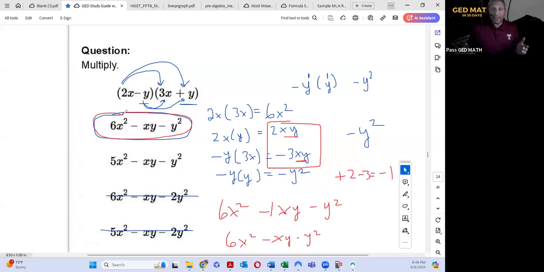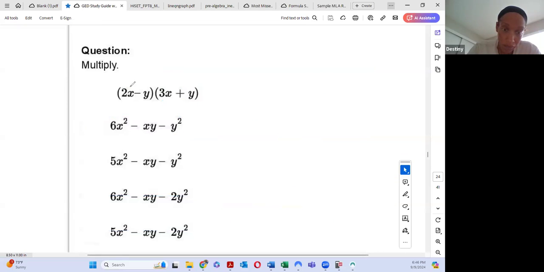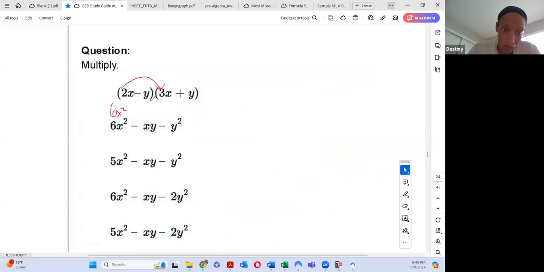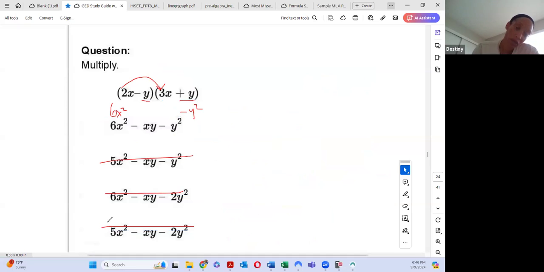My advice to you is this. Watch this. My first term is 6x squared. My last term is minus y squared. Bang, bang, bang. I'm done in 5 seconds.